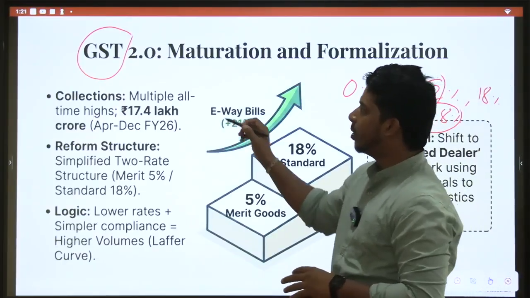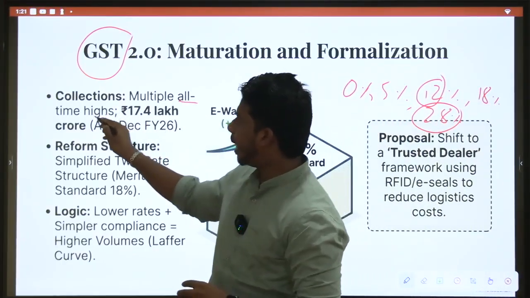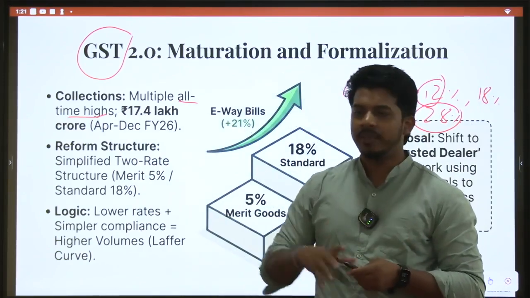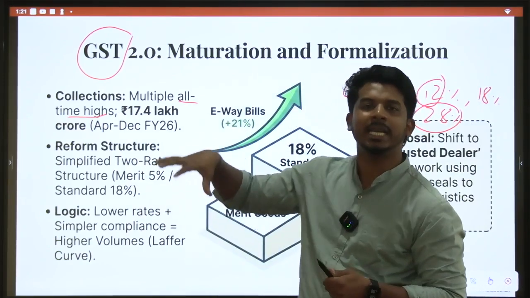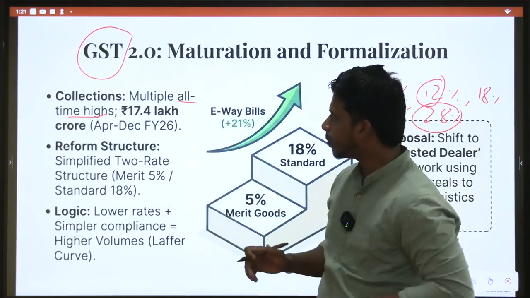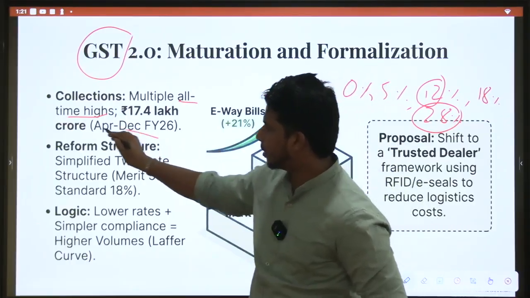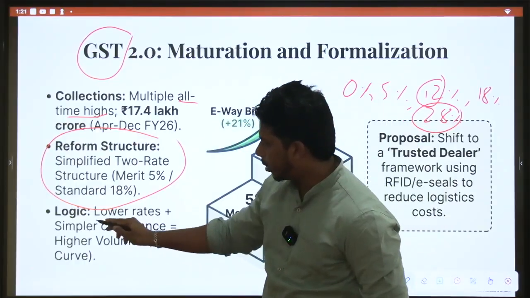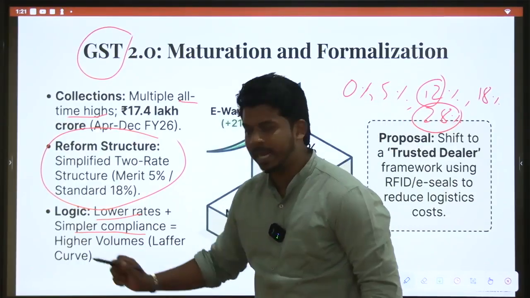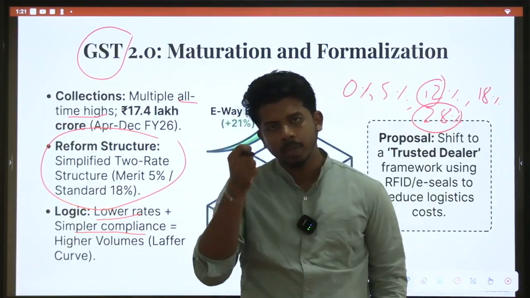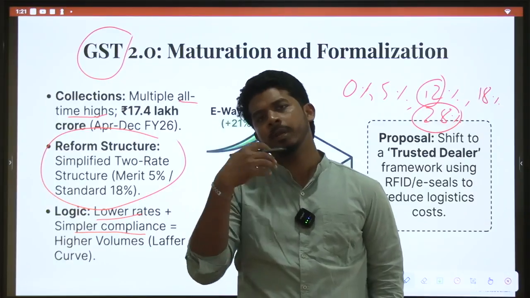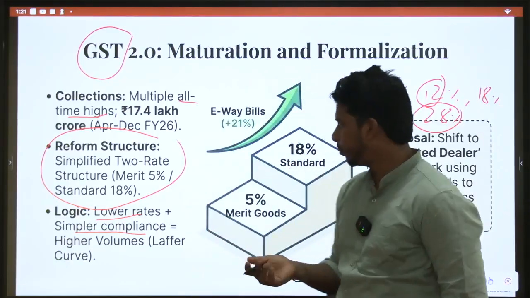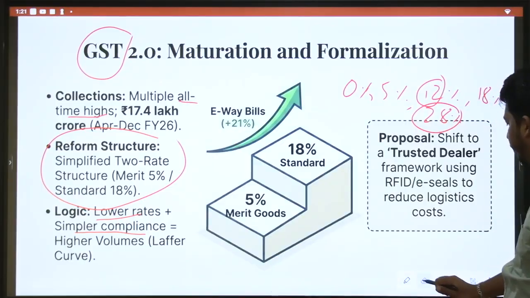Because of that, we are having an all-time high receipt of GST. Every month the amount we are receiving as indirect taxes is increasing. Okay, so the tax structure is reformed, simplified. They are expecting higher compliance with the lower tax. So if the tax amount is less, more people will buy. Okay, more compliance, higher volumes.